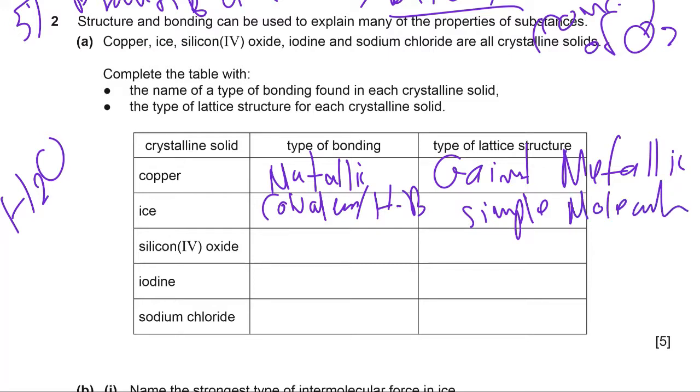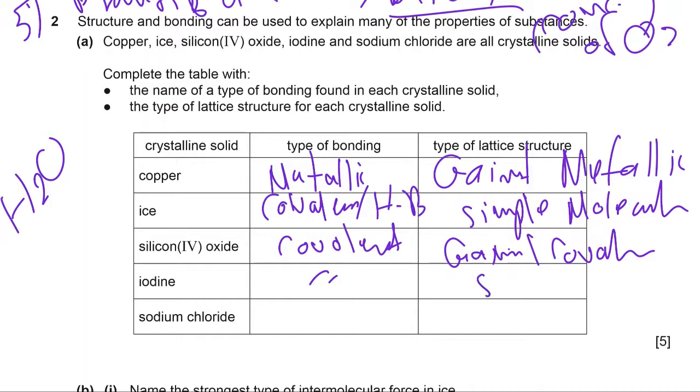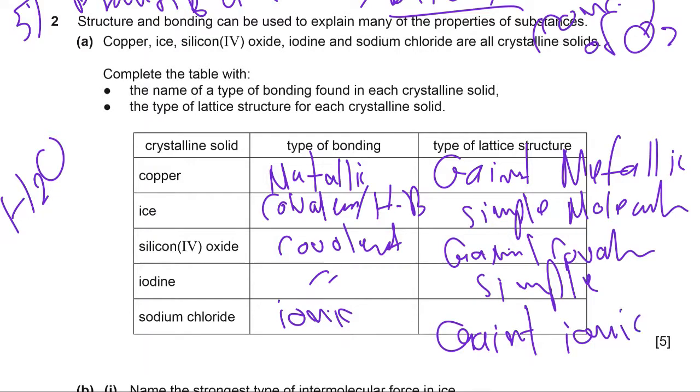simple covalent molecule. Silicon oxide, it's here also covalent, but how is the structure? It's giant covalent molecule. Iodine, it's also covalent, but it's simple. Okay, simple molecular. And sodium chloride, it's ionic. And how is it? It's giant ionic. Okay.